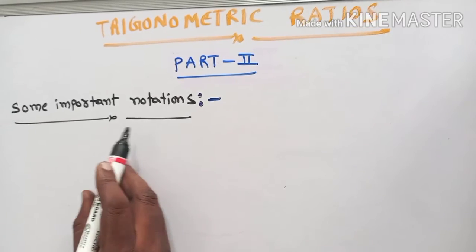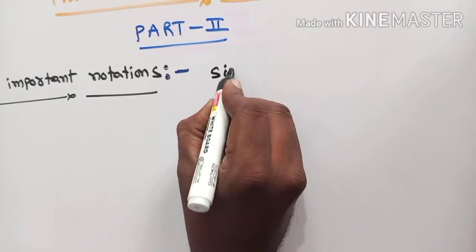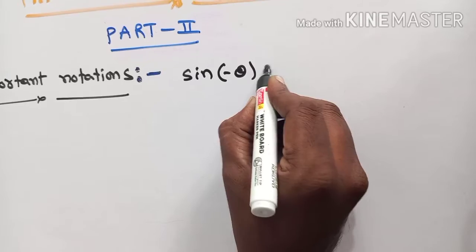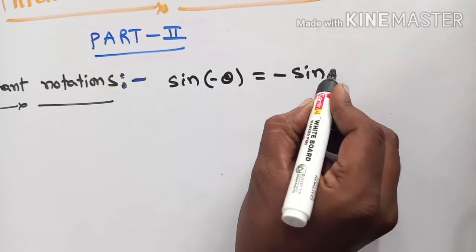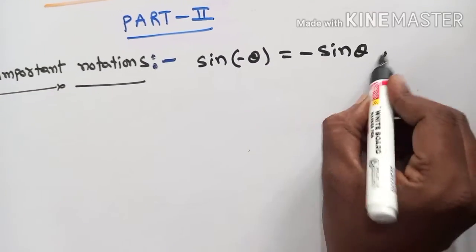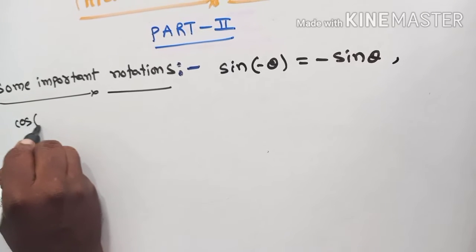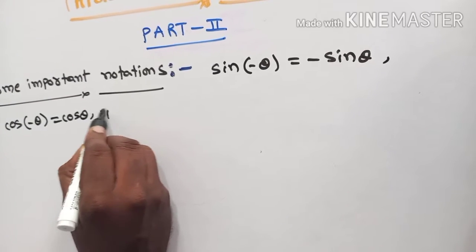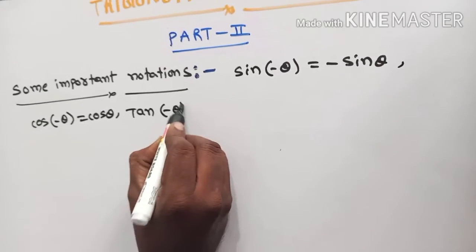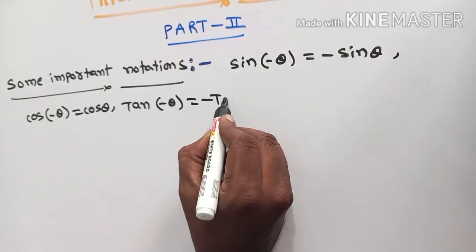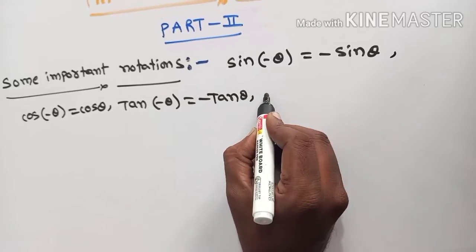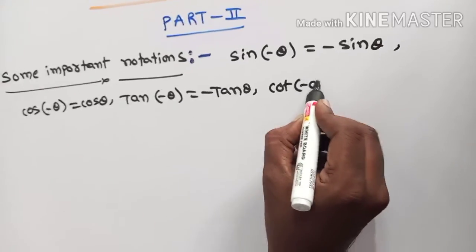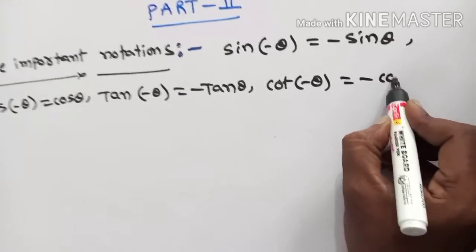Some important notations. Sin minus theta is equal to minus sin theta. Cos minus theta is equal to cos theta. Tan minus theta is equal to minus tan theta. Cot minus theta is equal to minus cot theta.